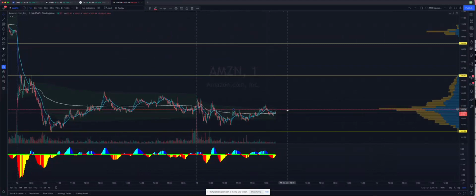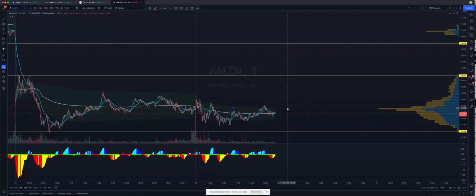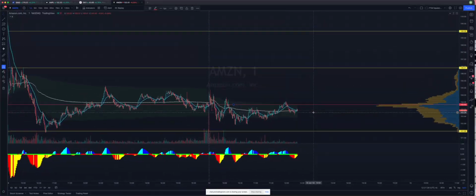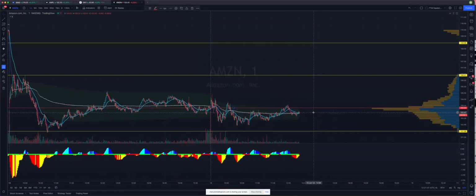This is our point of control. And since we're below it, I'm going to draw that point of control on the top end of that bar. Because we're trading below our point of control, I want to use the whole point of control price level as my resistance level.